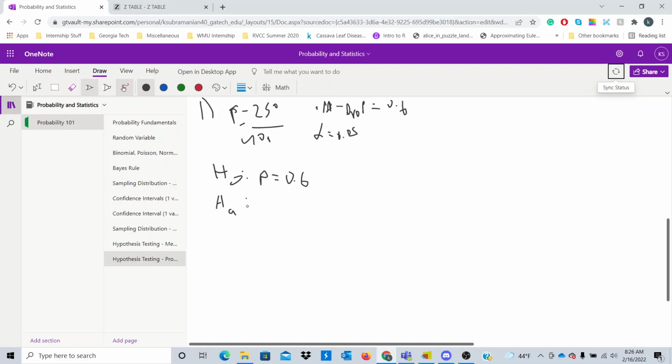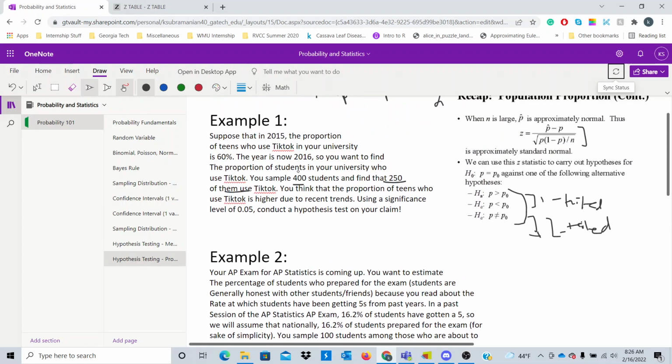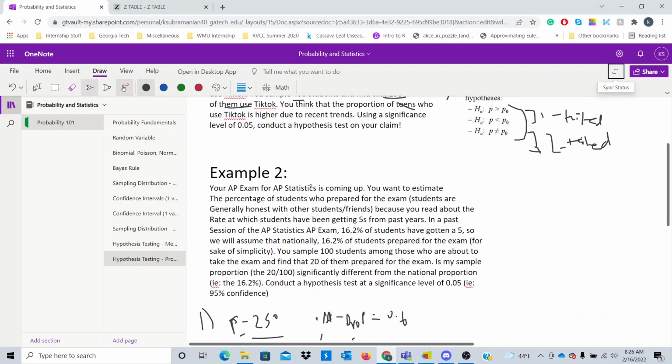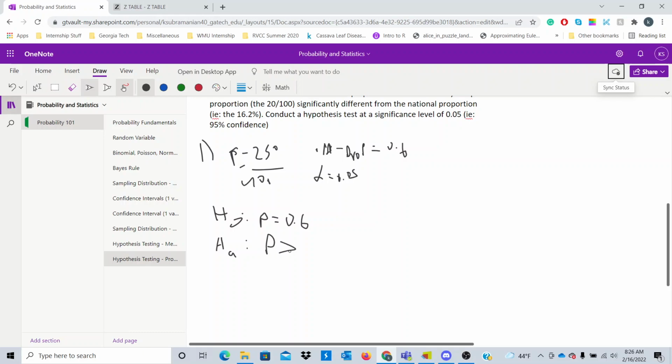Now we want to have the alternative hypothesis. What do we claim in our problem? We think that the proportion of teenagers, or I meant students, sorry, who use TikTok is higher due to recent trends. So we might say that our actual proportion is greater than 0.6. Our alternative hypothesis is that the proportion is greater than a number, so we're only focusing on one side. This is a one-tailed hypothesis test, which is going to be important when we calculate our p-value, and alpha will come in handy at that point. Okay, what else do we need to know? We need to do our normality check.